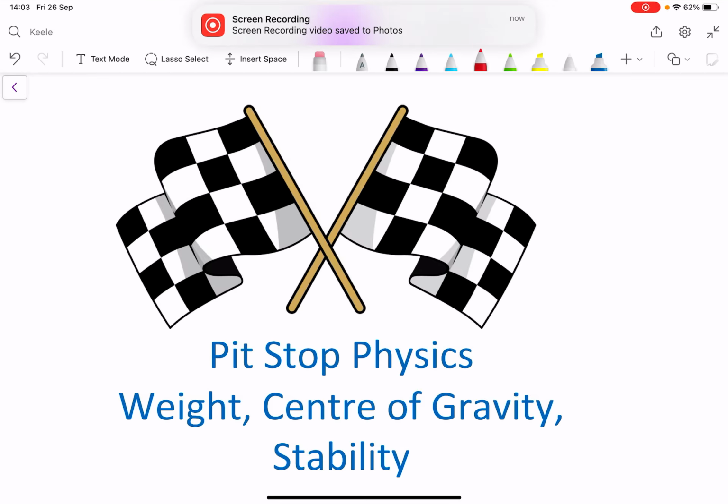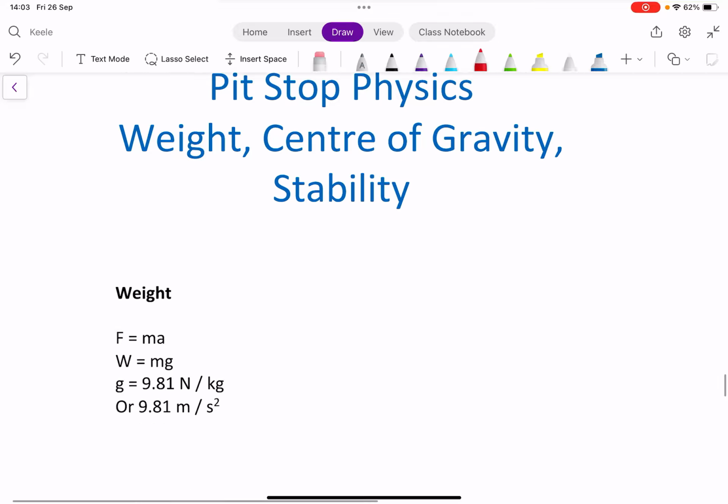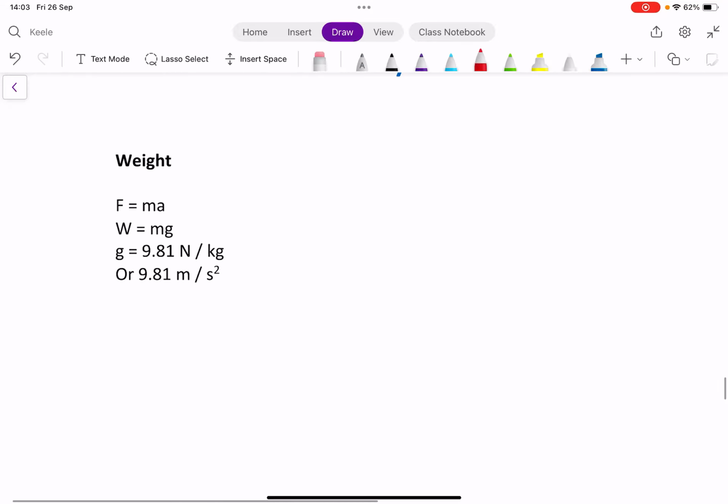A look at weight, centre of gravity, and how these things relate to stability. So the first thing is to look at the equation for weight, which is W equals mg. If you notice, this is basically the same as the F equals ma equation, mass times acceleration, where g is the acceleration due to gravity, or sometimes called gravitational field strength. They're both 9.81, and remember, as you've already met, they have slightly different units that are identical.